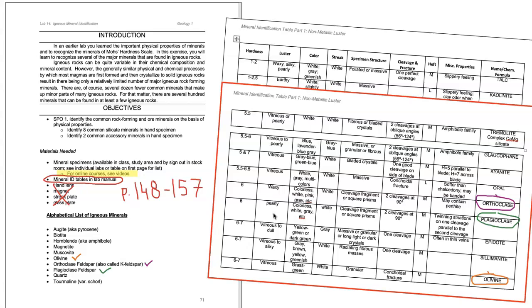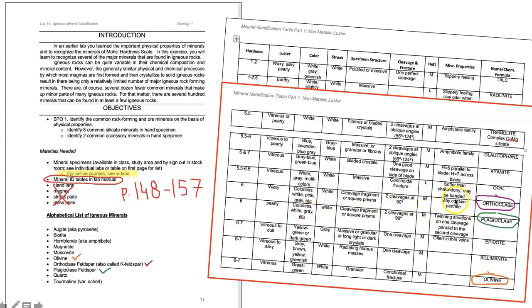One significant difference between them is their color. They can both be white. They can both be gray. But only orthoclase can be pink. So if you have a piece of feldspar that's white or gray, that doesn't tell you which one you have. But if you have one that's pink, you know it's orthoclase.